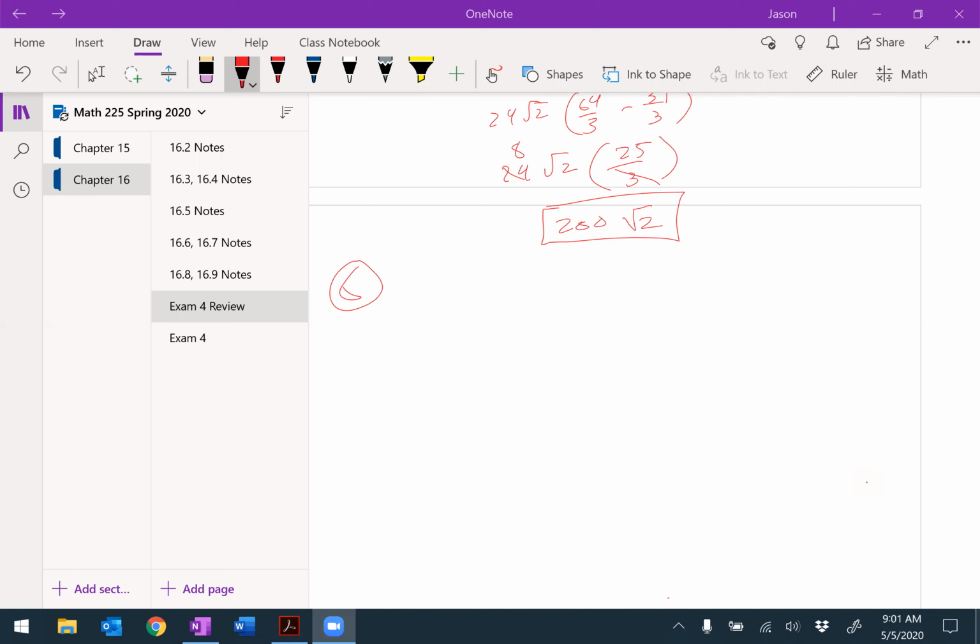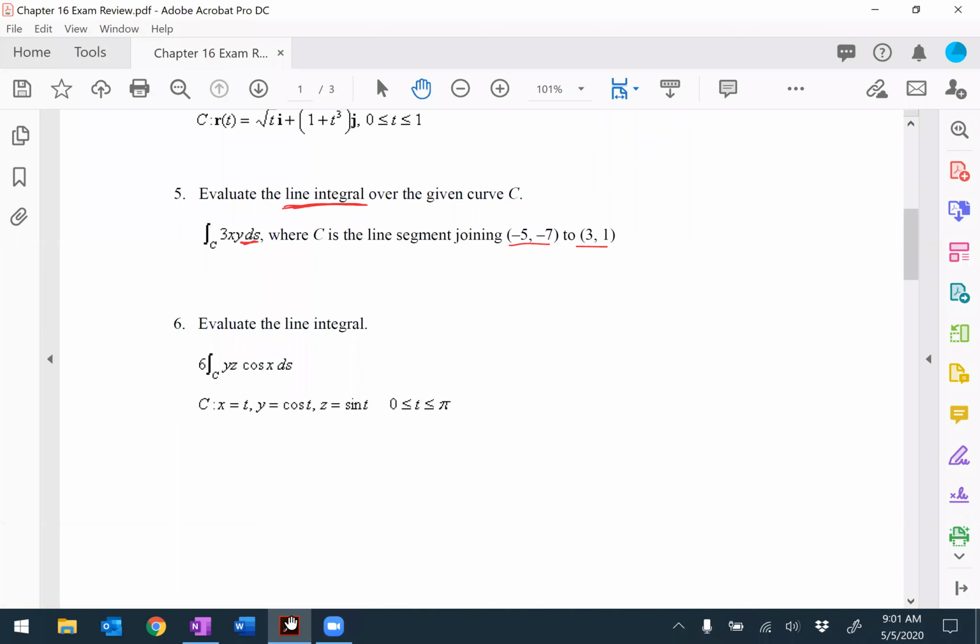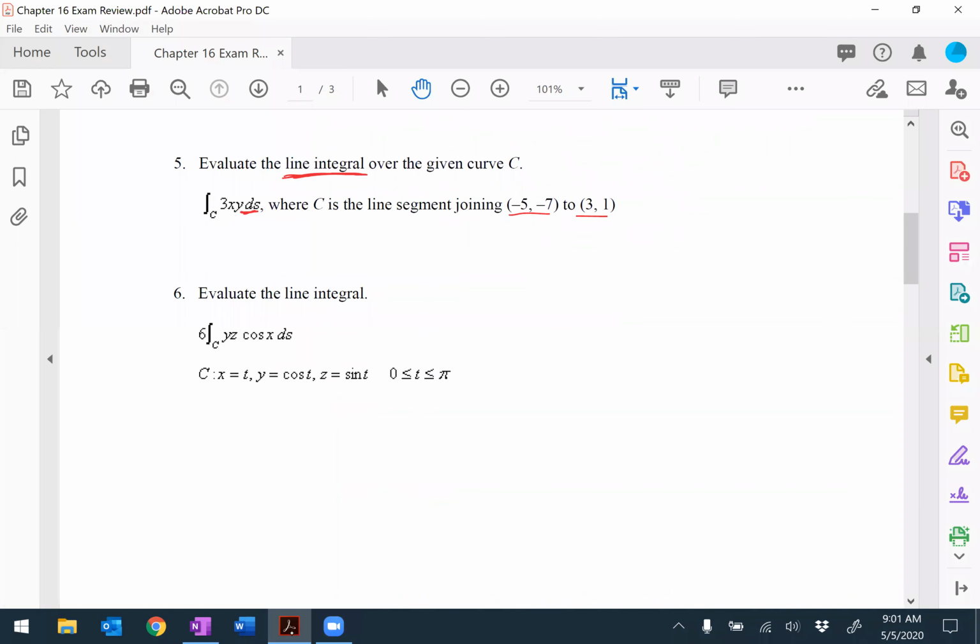Okay, number 6. They tend to get a little bit easier from here on out. Evaluate the line integral, another line integral. So we're going to evaluate this line integral. Again, notice the ds, the little s, that means we're going to have to use the square root. And here we have x, y, and z this time.